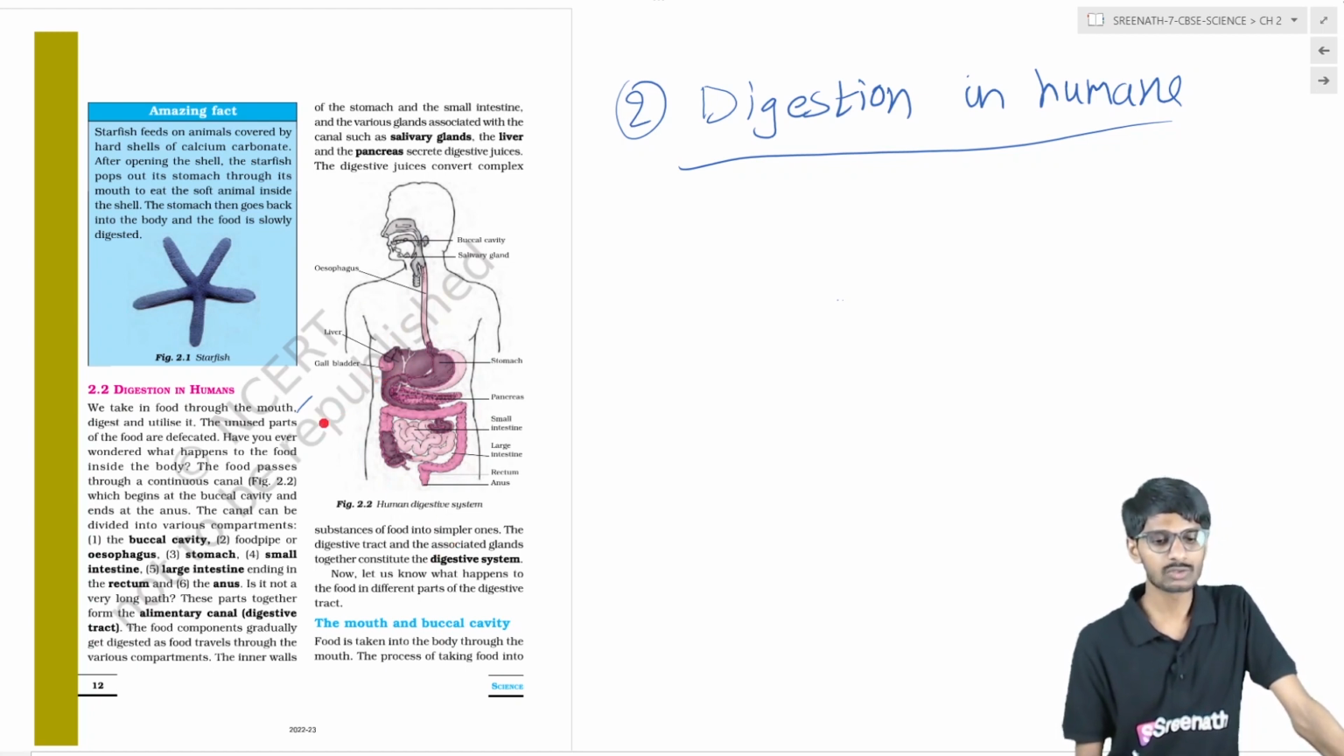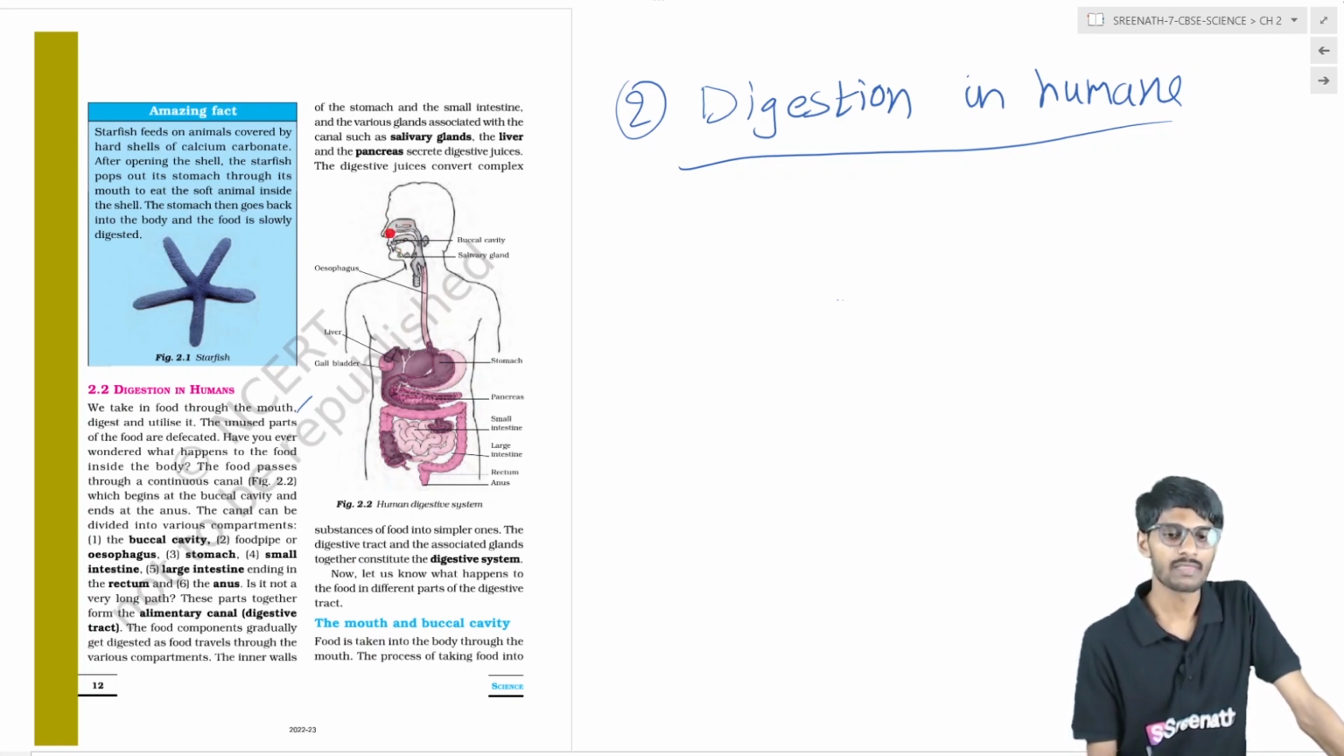So now what will we do? We will discuss each phase of digestion, each part. So, the mouth and buccal cavity. We are going to discuss what will be done in the mouth and buccal cavity, and how they work.